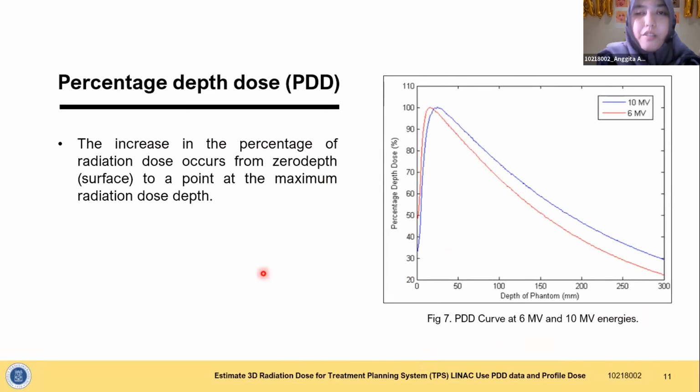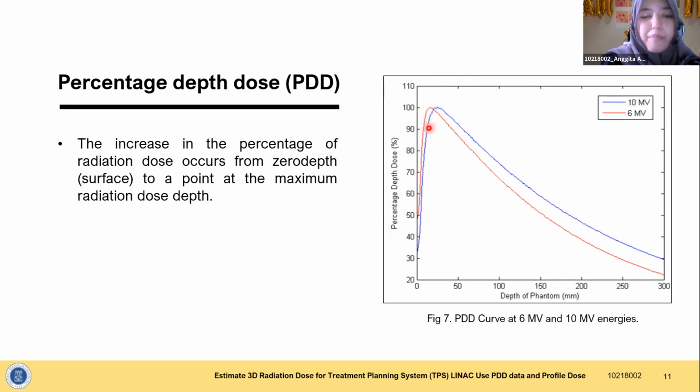Okay, thank you for your question. On slide number 7, we have a PDD curve. There are PDD curves at 6 MV and 10 MV energies. They show us the relationship between percentage depth dose and depth of phantom. And look at this point. This is the point of the maximum radiation dose depth, because the percentage of radiation dose generated at the maximum depth reaches a value close to 100%, or exactly 100.